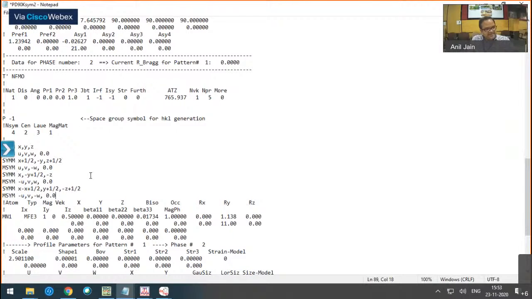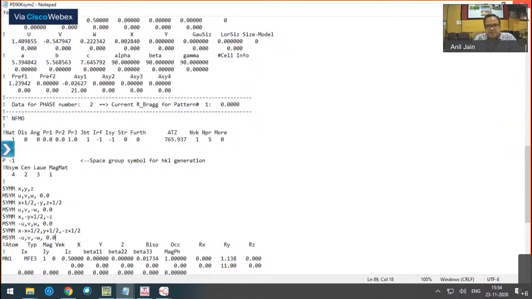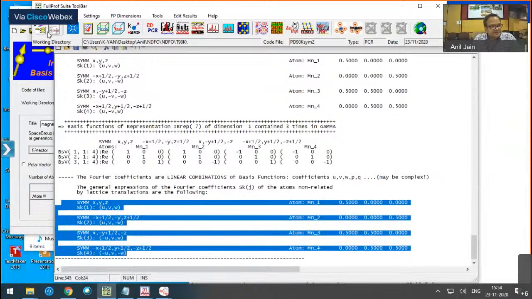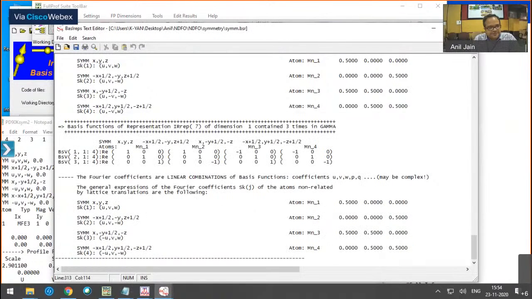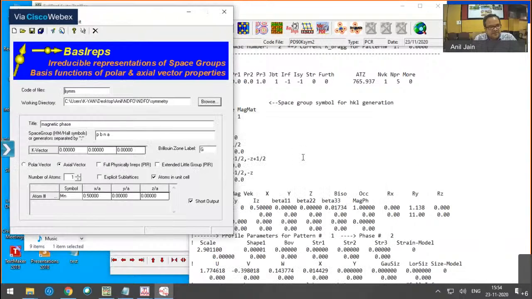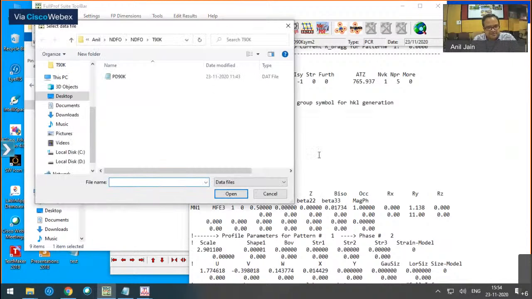Rest everything remains the same. And let me see now what happens with this representation. So I do it now, I save it, close it. Let me just open this file again and see it. Okay, so I close this now and I try to run it.